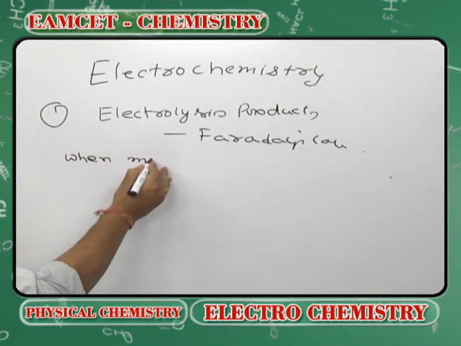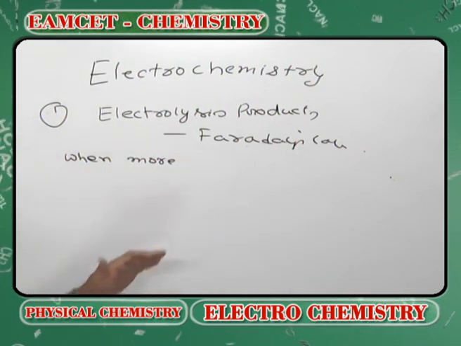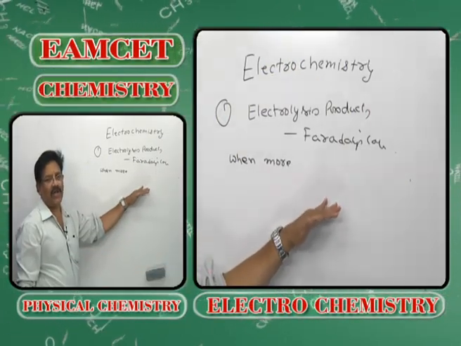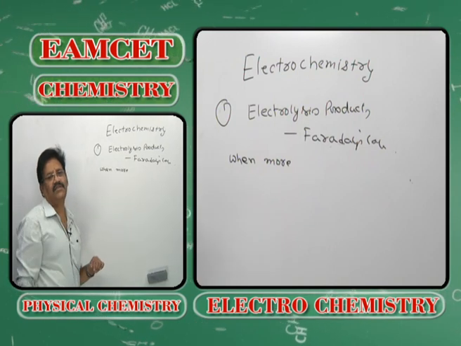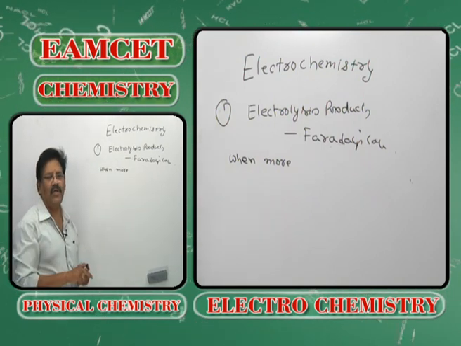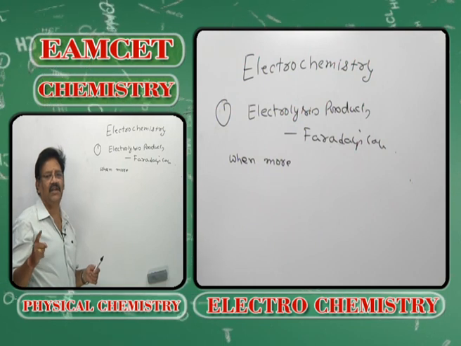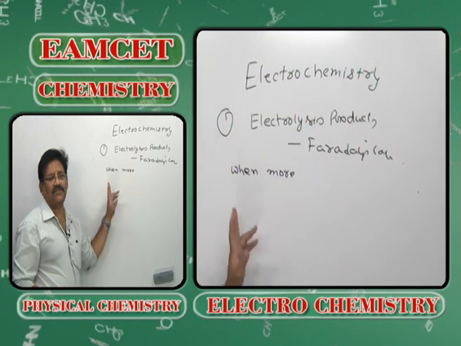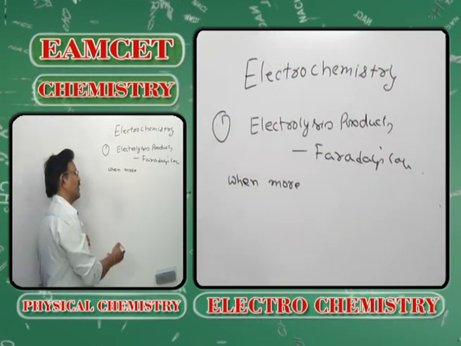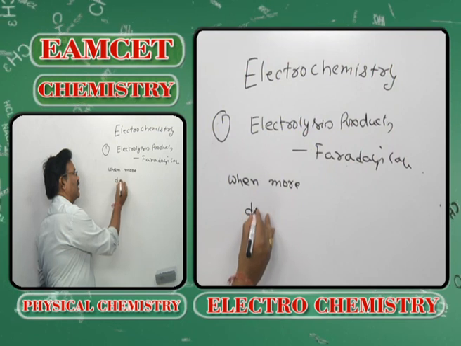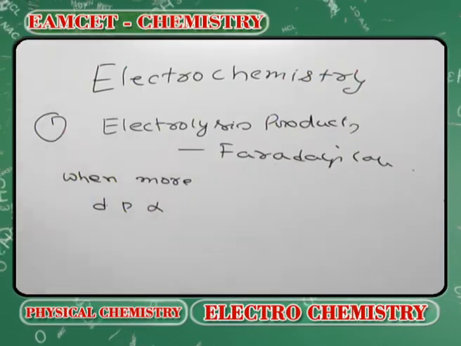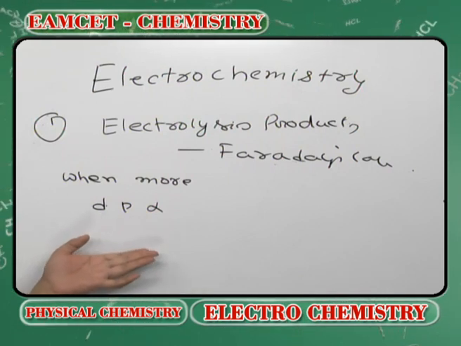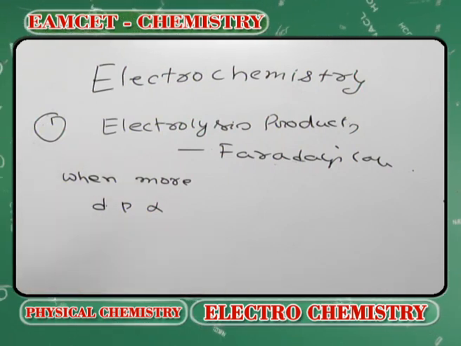What happens during the electrolysis? Cations will undergo reduction at the cathode, anions will undergo oxidation at the anode. When more than one ion reaches the respective electrode, the ion with less discharge potential will get discharged in preference to the other ion. What is discharge potential? The potential required for the discharging of the ion that reaches the electrode.